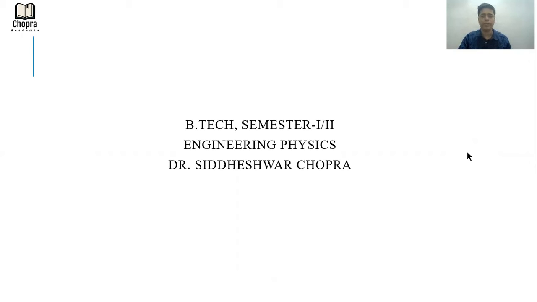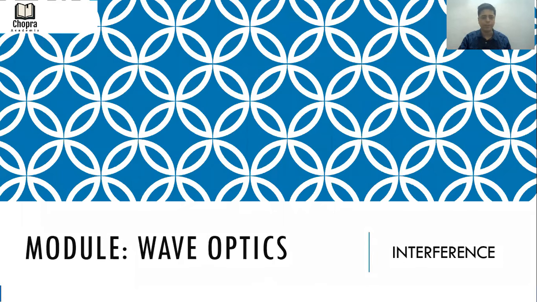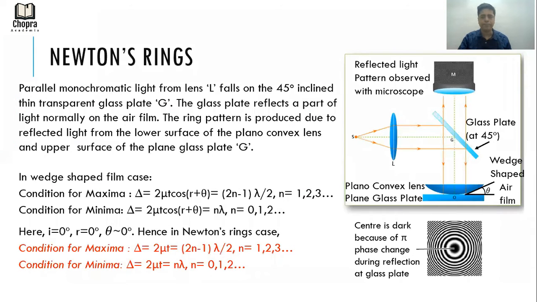Now, Newton's ring experiment is basically an assembly of a plano-convex lens. You can see in the diagram on the right hand side. The plano-convex lens is placed on a plain glass plate and a monochromatic light from source S, made parallel with a lens, falls on a glass plate which is inclined at 45 degrees.